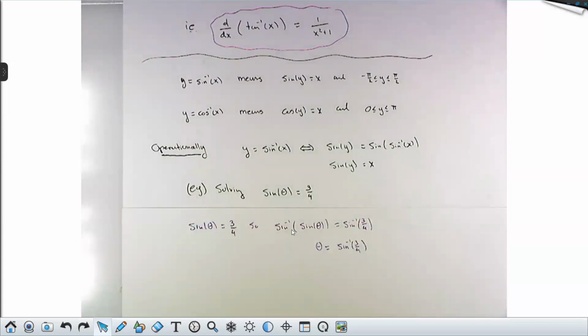And of course, this would just be one solution, right? This would be the single solution for theta, where theta is between negative pi over 2 and pi over 2. If you wanted all the solutions, you would have to extend periodically.